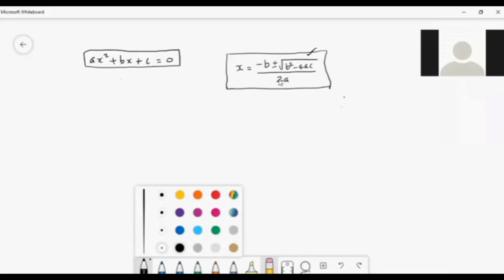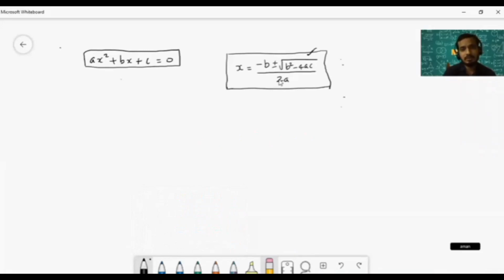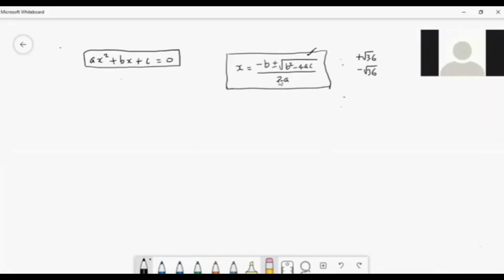Both plus and minus are different choices. So look at, for example, what is plus root 36 and minus root 36? This is 6, and this is minus 6, right? Simply, square root means the positive value, that is 6. And the negative value of a square root is denoted by a negative sign, right? You want to use both here, plus or minus.